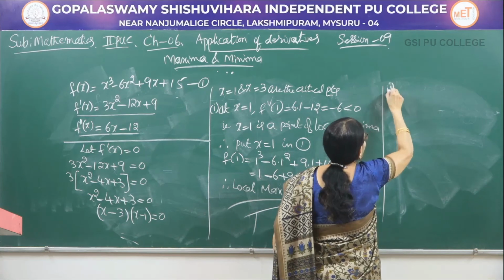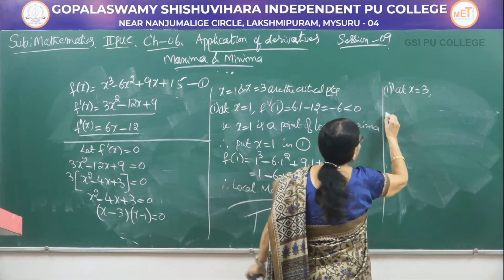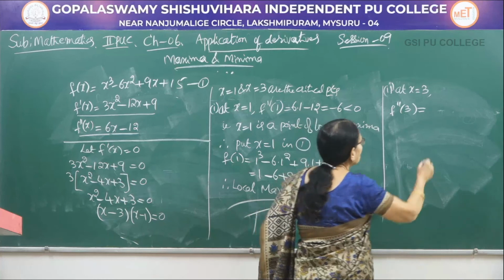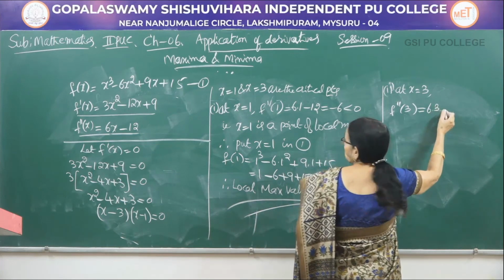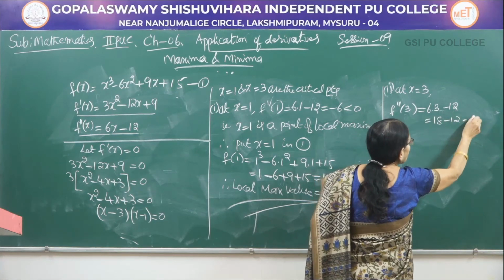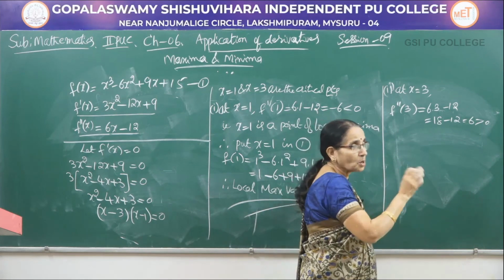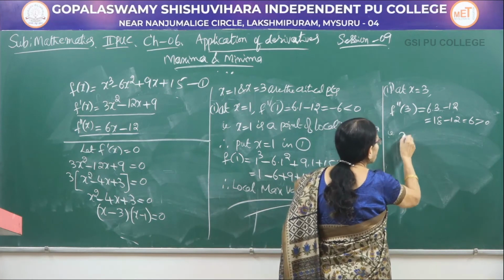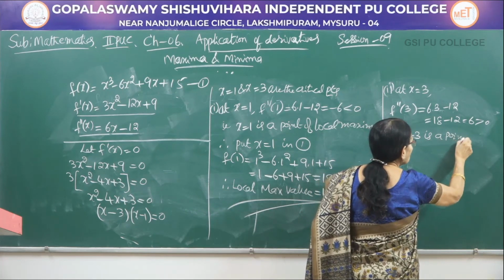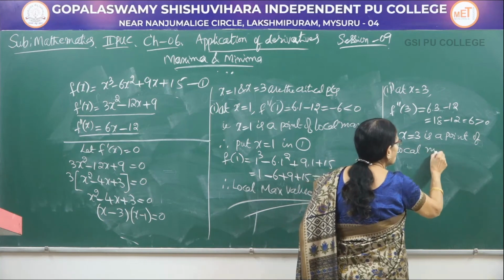Now, let me take the second point, x is equal to 3. Let me consider the second derivative. f double dash 3. How do you write that one? 6 into 3 minus 12. That is 18 minus 12, 6, that is greater than 0. So greater than 0, positive. That is, you write x is equal to 3 is a point of local minima.